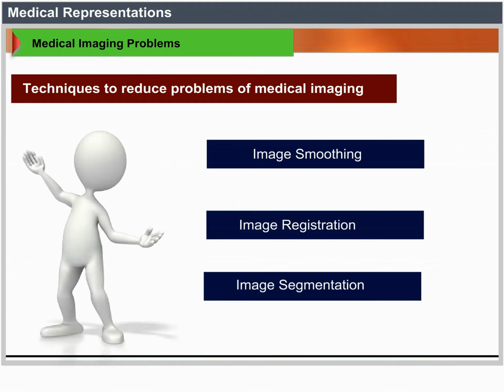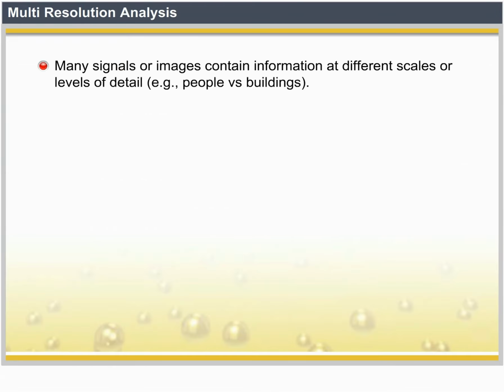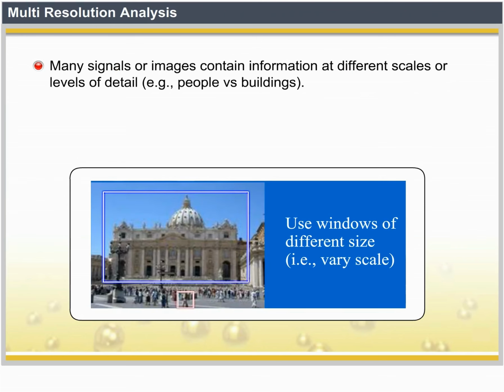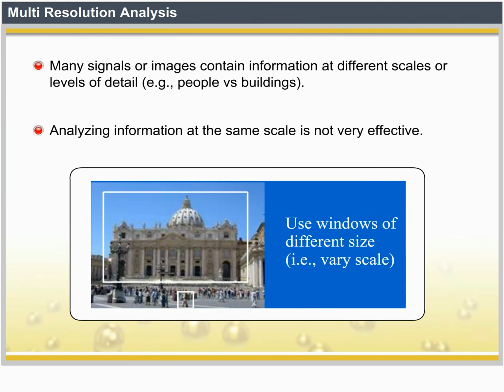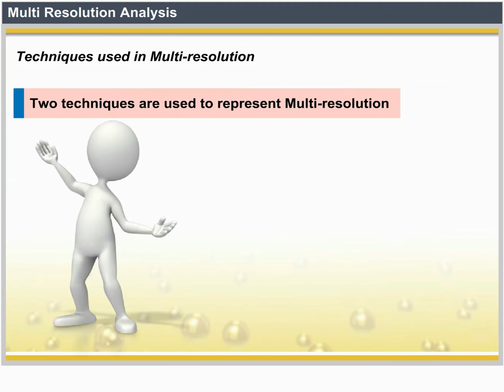Multi-resolution analysis. Many signals or images contain the information at different scales or levels of detail, that is, people versus buildings. Analyzing information at the same scale will not be effective. Techniques used in multi-resolution. Two techniques are used to represent multi-resolution. These are pyramid coding and subband coding.